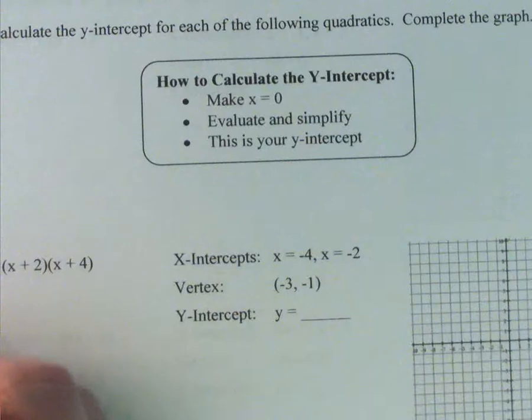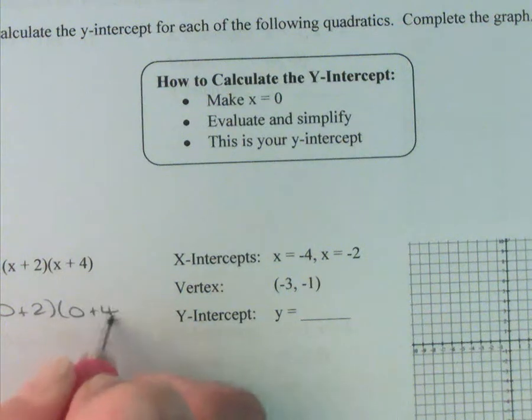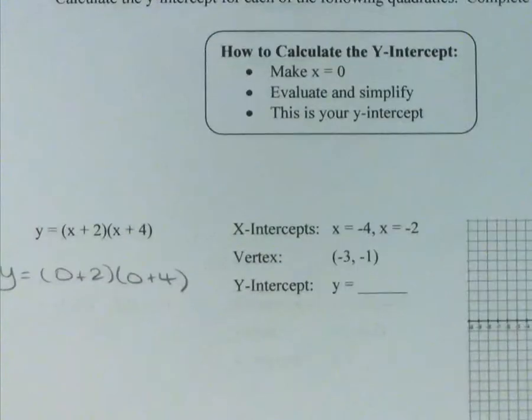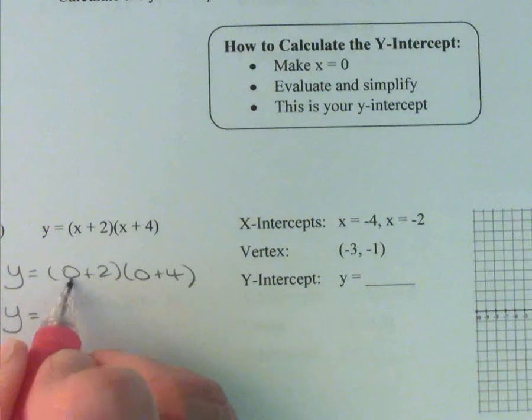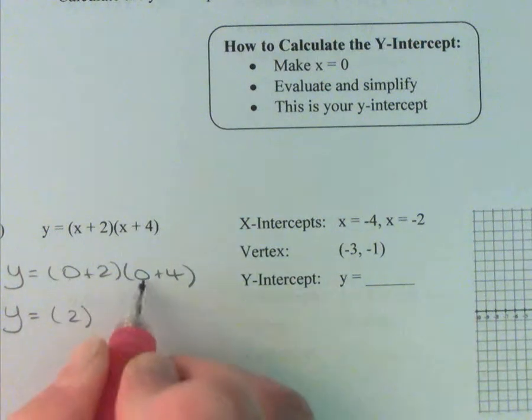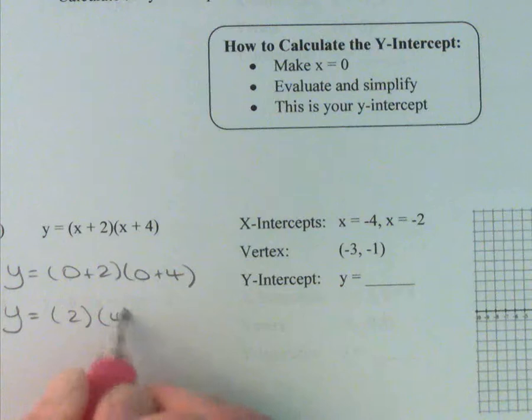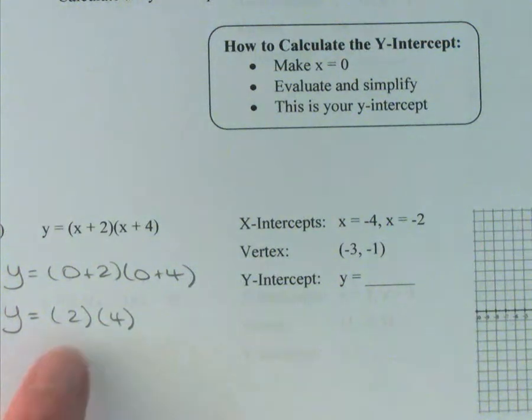So what I want to do is say, well, y is equal to, in this case, because I want the y-intercept, x is 0. So in place of x, I'm going to put 0. I'm going to evaluate the bracket first. So I have 0 plus 2 is 2. 0 plus 4 is 4. And then I can do 2 times 4, which is 8. So it means the y-intercept on my graph is at 8.